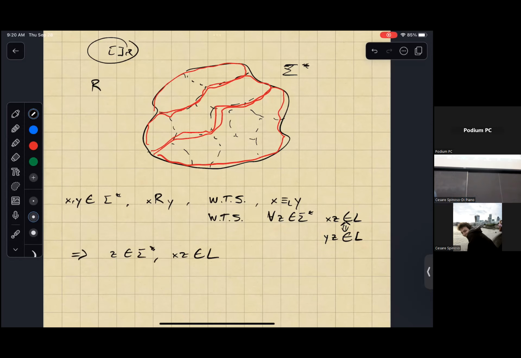Let's think about it. I know that a string is in L, so I know that the hypothesis is true. I know that statement true is true. In other words, I know that I have a relation R, which is an equivalence relation and has a finite index. And maybe this would be important: the union of some of the equivalence classes gives you L.